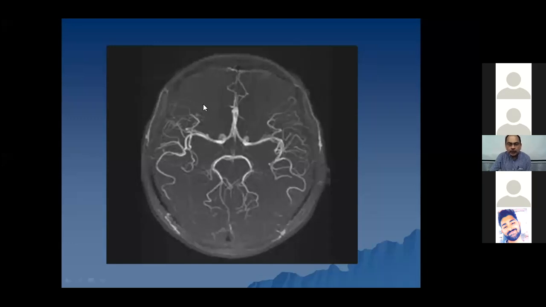Here you can see the axial image from an MRI examination. You can see the different vascular structures, the blood supply of the brain, and these vessels are filled with contrast. If they are not filled with contrast, you will not be able to see them in this examination. Again, it is a normal examination. No pathology is seen.